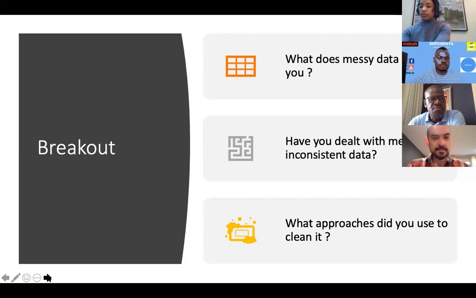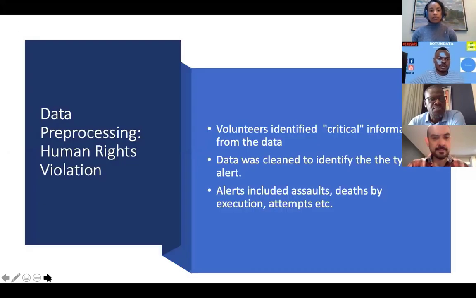And yeah, there are so many approaches that can be taken in terms of cleaning data sets. So for this human rights violation case, in terms of pre-processing the data, they actually found volunteers to identify critical information from the data, right? So we mentioned that there were about 11,000 files, and you should know that not all of those 11,000 files included critical information, or they were a mix of different information.